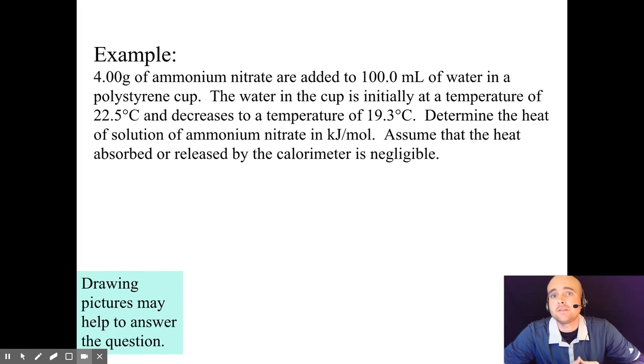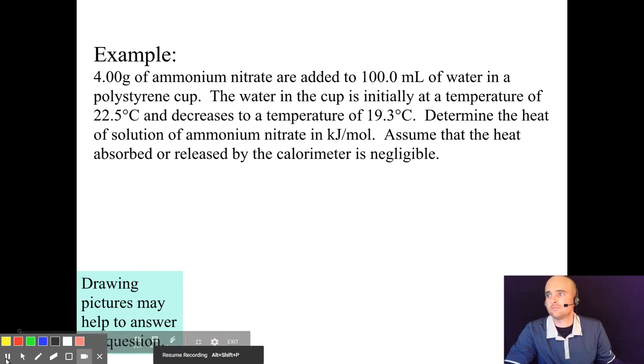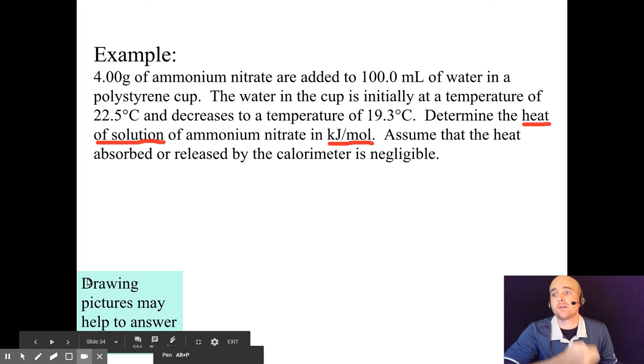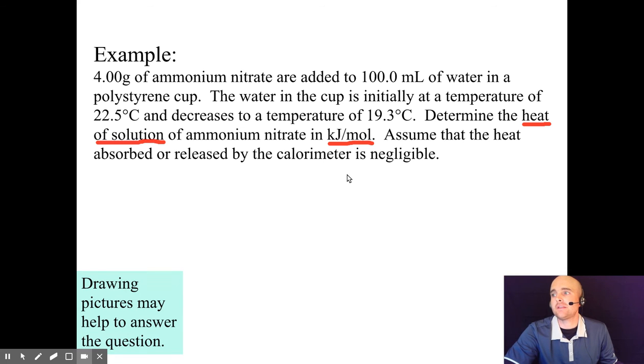This is a problem that you will have to do in your inquiry lab, where 4 grams of ammonium nitrate are added to 100 milliliters of water in a polystyrene cup. I'll let you read the rest. Go ahead and see if you can work it out. We're looking for the heat of solution in kilojoules per mole. So that should give you a clue what your unit should be on your final answer. I want you to assume that the heat absorbed or released by the calorimeter is negligible.